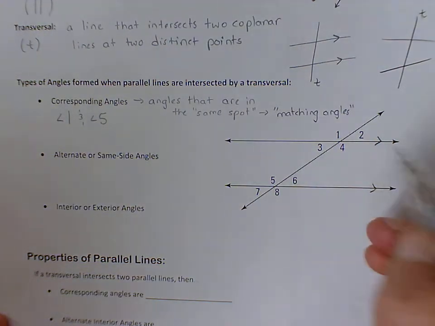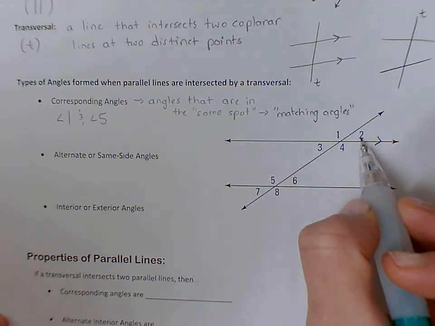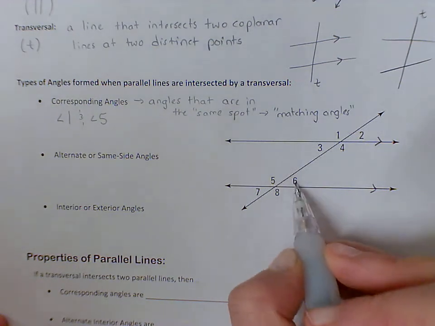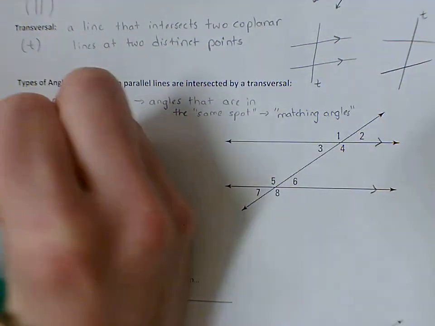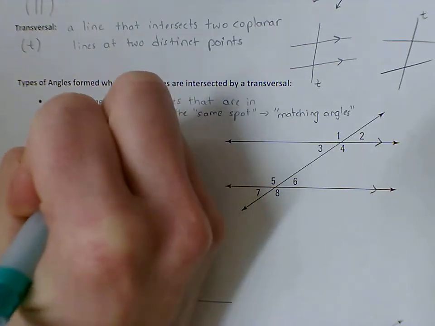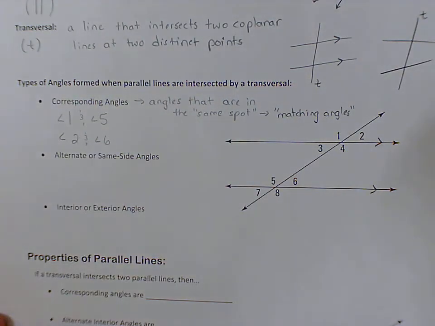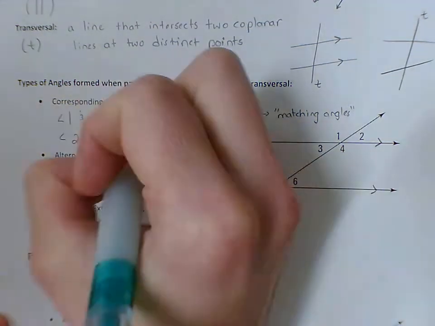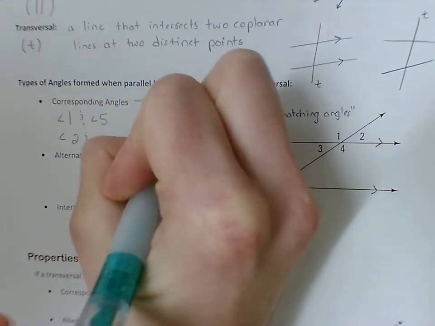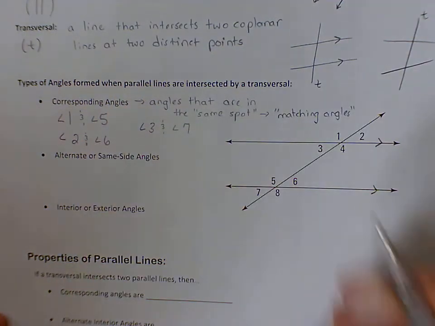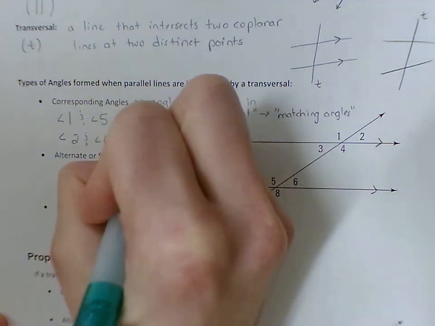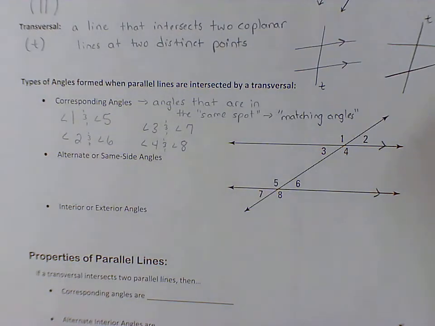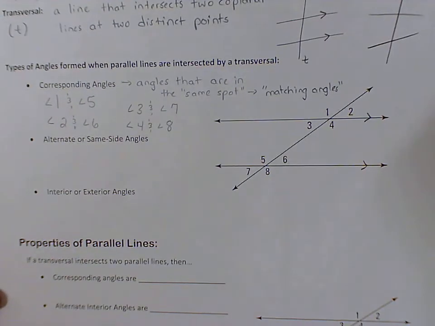And then the same thing, if you notice angle 2 is in the upper right corner of this set of angles, and the angle that matches with that would be angle 6. So you would say angle 2 and angle 6 are corresponding angles. And then you could keep going. Angle 3 would match up with 7, so angle 3 and angle 7 are corresponding angles. And then angle 4 and angle 8 would also be corresponding angles. So that's one set of angles that you will have in these problems.